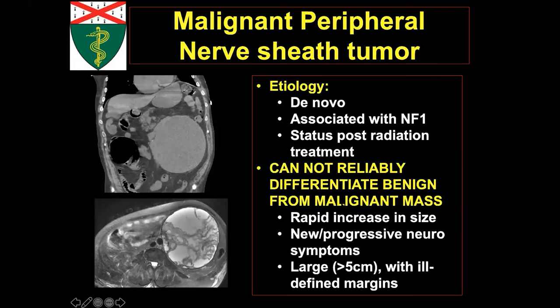Unfortunately, based on imaging, it's very difficult to differentiate this as a benign or a malignant nerve sheath tumor mass. But you can use common sense to suggest that it may be more malignant, particularly if it's rapidly increasing in size, if clinically the patient has new neurological symptoms, or just in general, the larger it is, certainly greater than 5 centimeters, and if the margins are ill-defined, if internally it looks more complex, you're going to suggest that potentially it could be a malignant peripheral nerve sheath tumor.